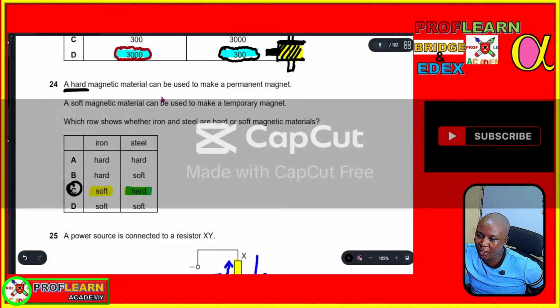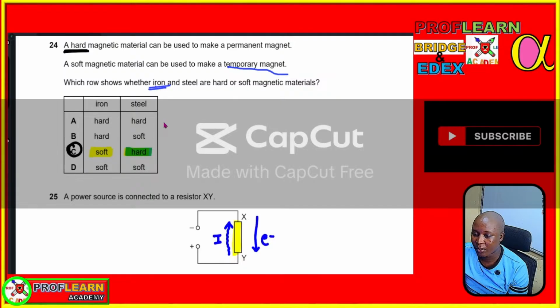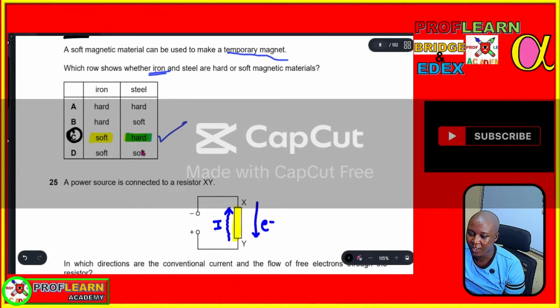We are told a hard magnetic material can be used to make a permanent magnet. A soft magnetic material can be used to make a temporary magnet, sorry for that. Which rows show whether iron and steel are hard or soft magnetic materials? Something we need to understand is that iron is a soft magnetic material because it can be easily magnetized, and also it can lose the magnetism easily. And we have steel. Steel is a hard magnetic material because it is able to retain the magnetism for quite a long period of time. So the correct answer here is C.